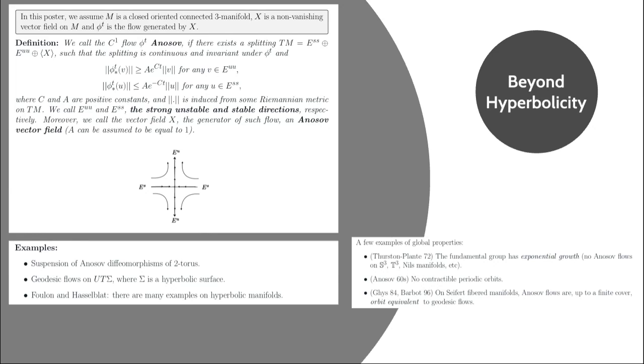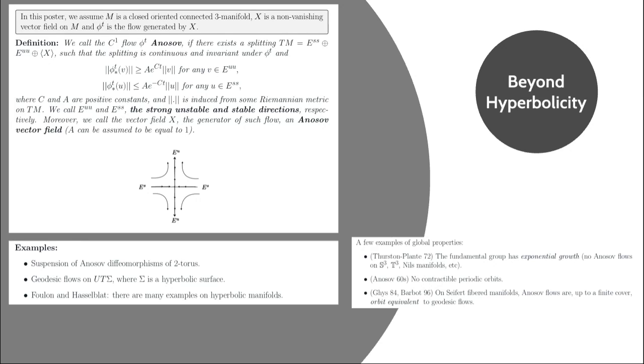So here you have a picture of how the dynamics work on the tangent space. A few examples are suspensions of Anosov diffeomorphisms of the torus, the geodesic flows on the unit tangent space of hyperbolic surfaces, and also, according to Foulon and Hasselblatt, we have many examples on hyperbolic manifolds as well.